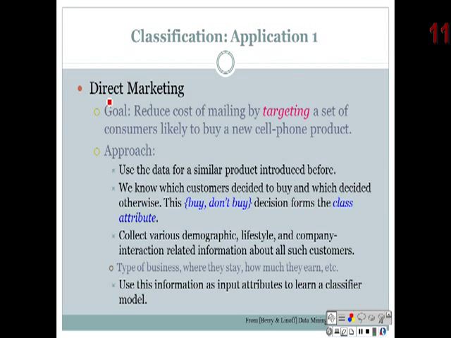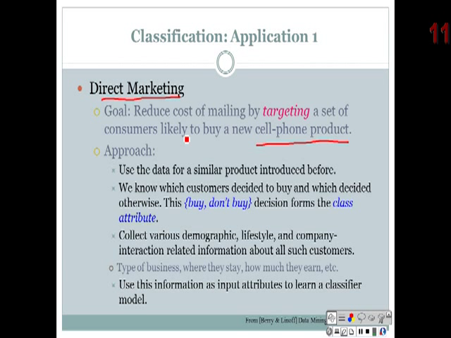Okay, let us give some examples or applications of classification. One of them is direct marketing. The goal is to reduce the cost of mailing by targeting a set of consumers likely to buy a new cell phone product. So technically we have a huge data set about all the people in the area that you are living in, and they want to send a mail to each one, and they want to see who is going to buy a cell phone or not.